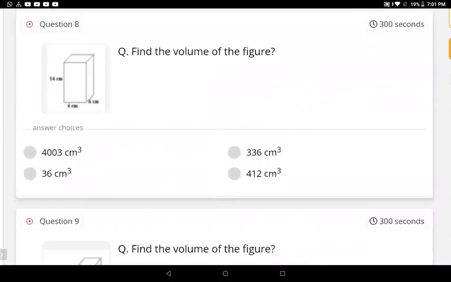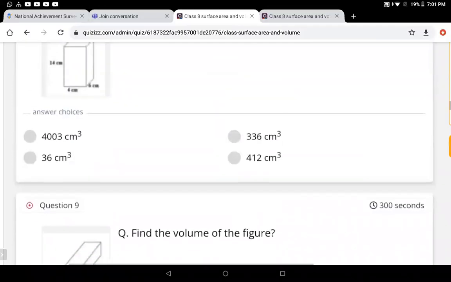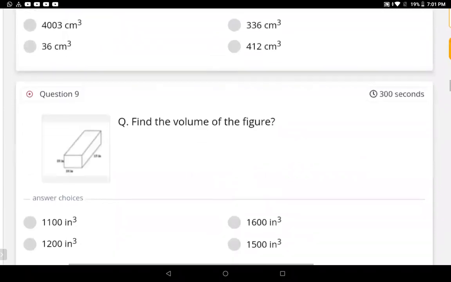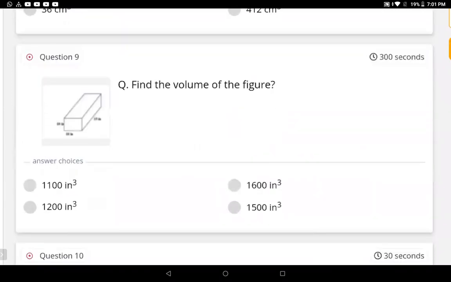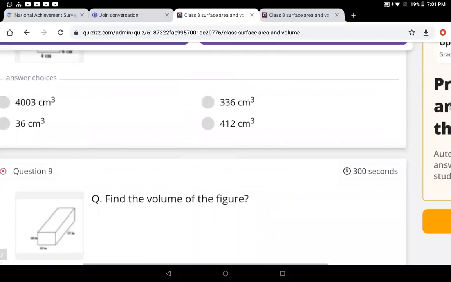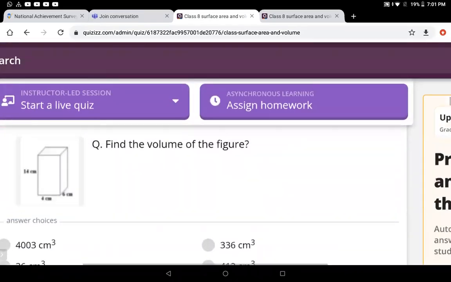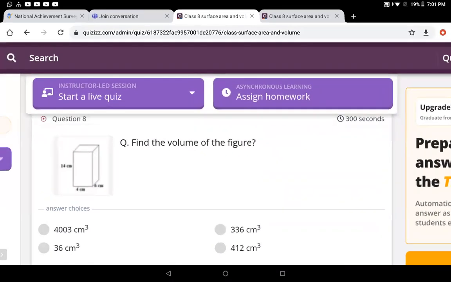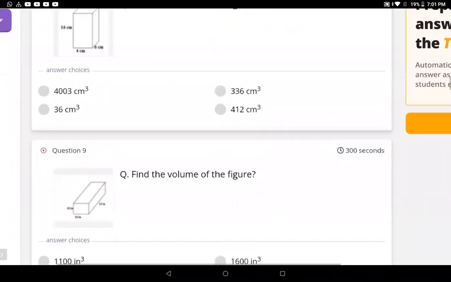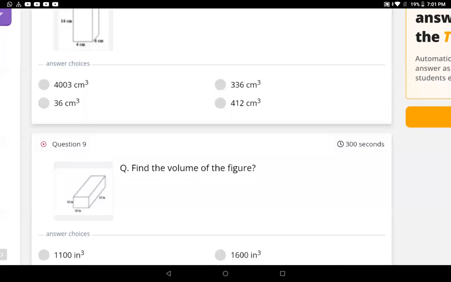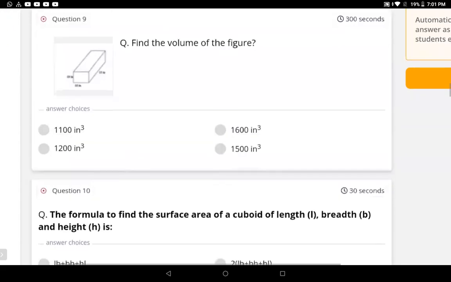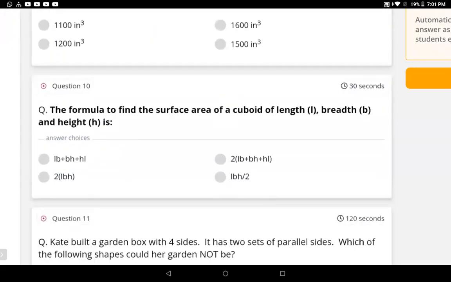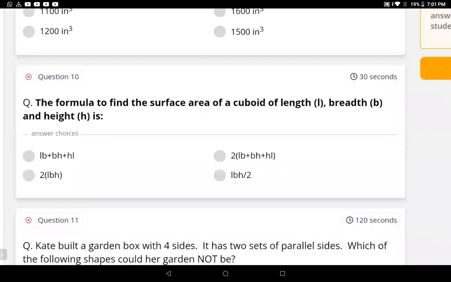Same thing, children. LBH. Ma'am, product of all the three. Next, same thing. Volume means LBH. It is also a figure. You just see, children, this is just length, breadth, height. This figure is just quite opposite to this one. That's a standing figure, it's a sleeping one. Nothing new here.